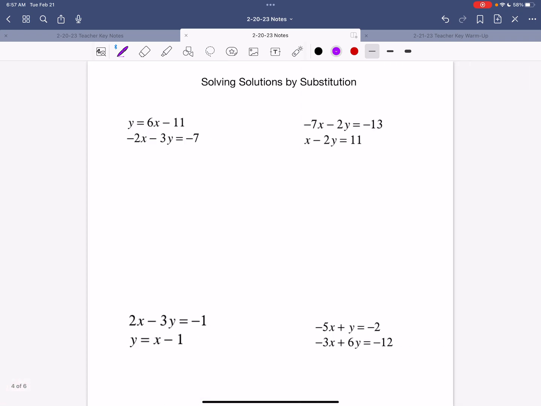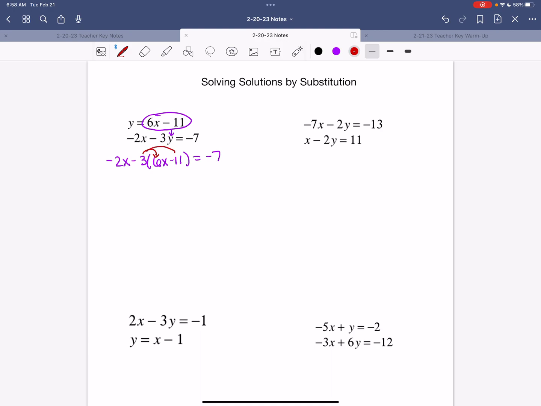So now, let's go to solving with substitution. I believe we started on this, but I'm just reiterating. You have y is equal to 6x minus 11. What you're going to do is take this whole part and put it into y. You're going to substitute it with parentheses. So it's going to be -2x minus 3 times (6x minus 11) is equal to -7. You're taking the equation that we had, y equals, and putting it into y. You're substituting. From here, a number in front of parentheses means to multiply.